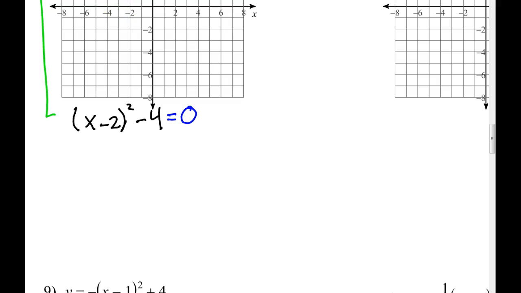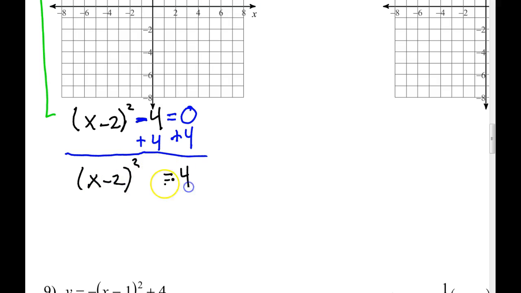So here we go. The first step you probably already know. It's a -4. How do you undo a -4? Yeah, just go ahead and add it. So now we're left with x minus 2 squared equals 4. That equals 0. That's why there's nothing here.